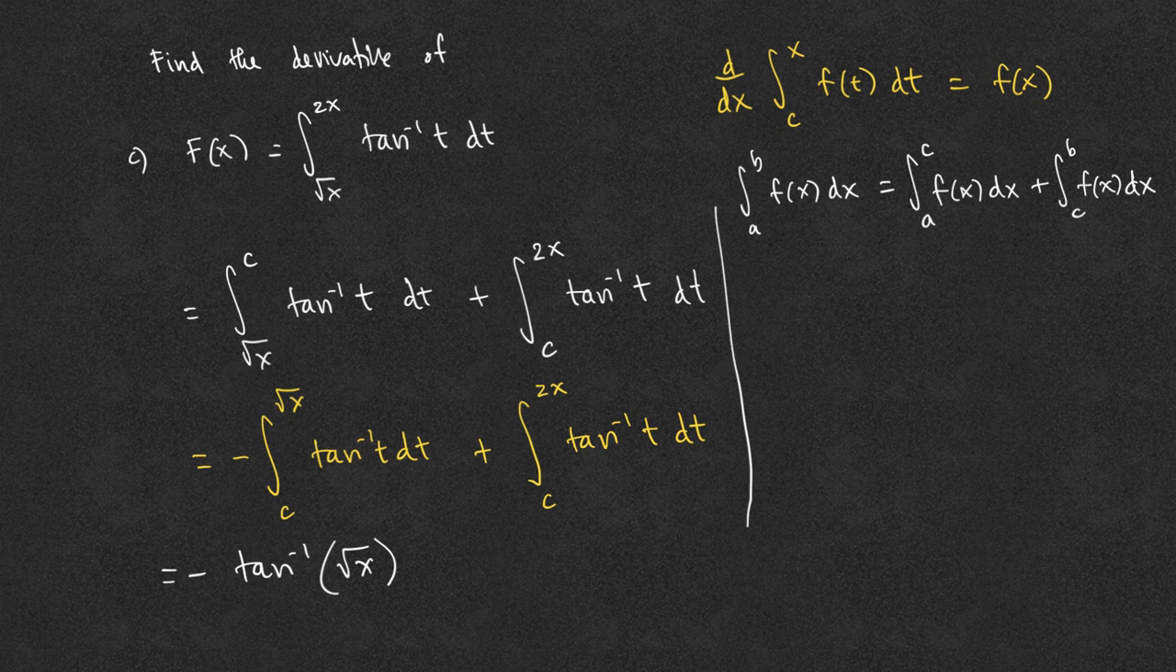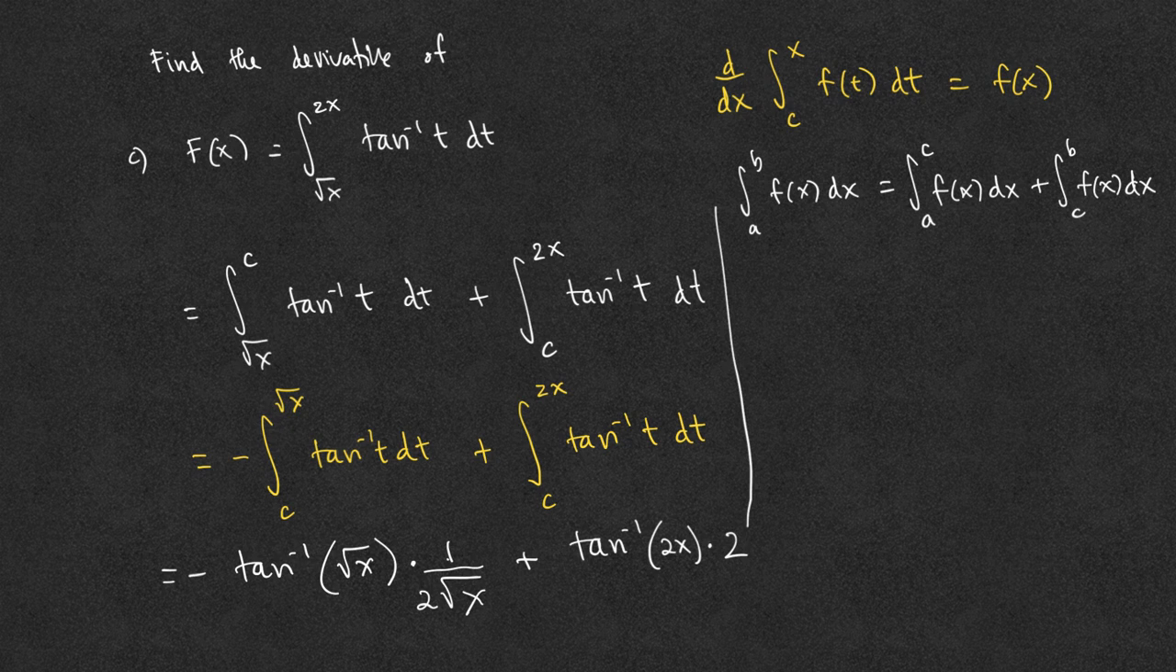But because the upper limit of integration is not a single variable, we would need to multiply by the derivative of the upper limit of integration, which is the derivative of the square root of x, or 1 over 2 times the square root of x. Plus, for the second integral, we perform the same operation. We plug in 2x into tangent inverse of t to get tangent inverse of 2x. But again, 2x is not a single variable. We would need to use the chain rule and multiply by the derivative of 2x, which is 2.